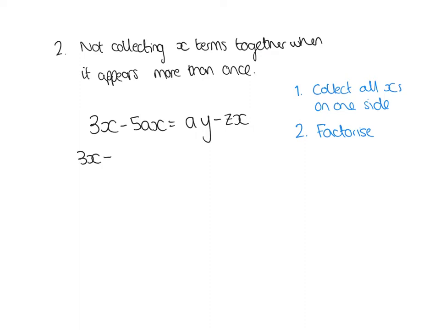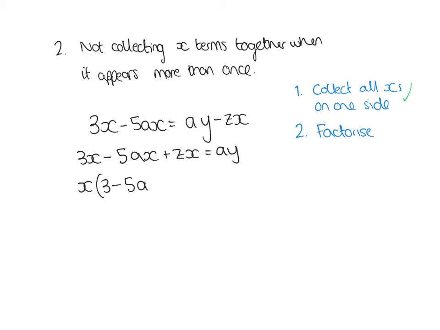So we've already got 2 of them there, so 3x minus 5ax plus zx equals ay. So now we've done part 1, we've collected our x's. Now we're going to factorise. And the factor that we need to take out is x.